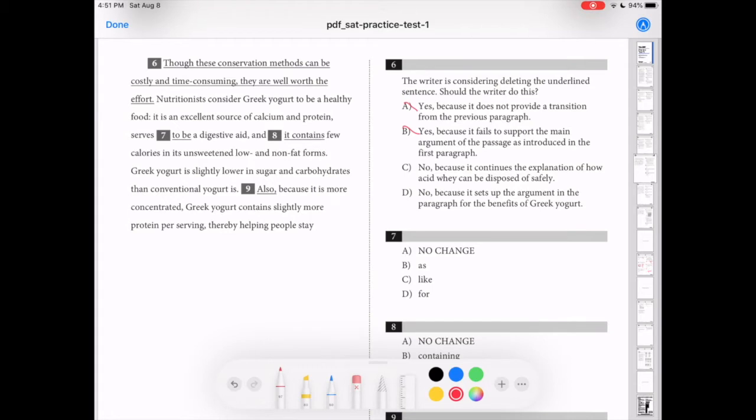C. Neither this sentence nor paragraph really talks about disposal anymore. So D sounds much better, since we're talking about the good stuff, the benefits of Greek yogurt in this case.